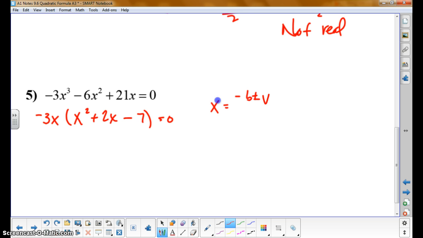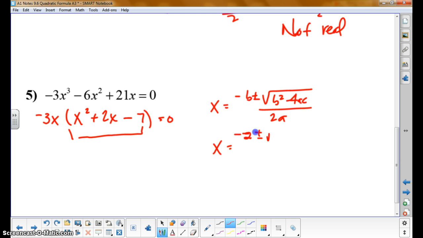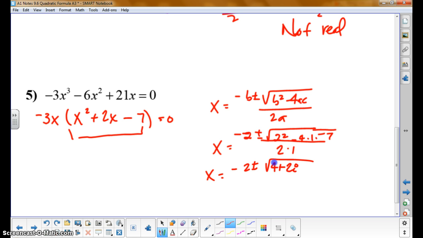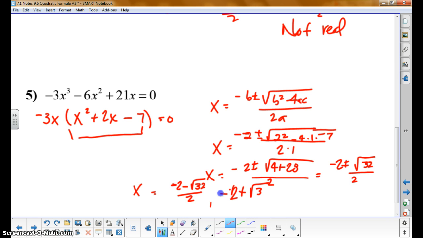So x is equal to negative b plus or minus the square root of b squared minus 4ac over 2a. So we are solving that trinomial. It's going to be negative 2 plus or minus the square root of 2 squared minus 4 times 1 times negative 7, which is c, all over 2 times 1. So that's 4 plus 28 over 2, which is the square root of 32 over 2. So there's our answer. X is equal to negative 2 minus root 32 over 2 and negative 2 plus root 32 over 2.